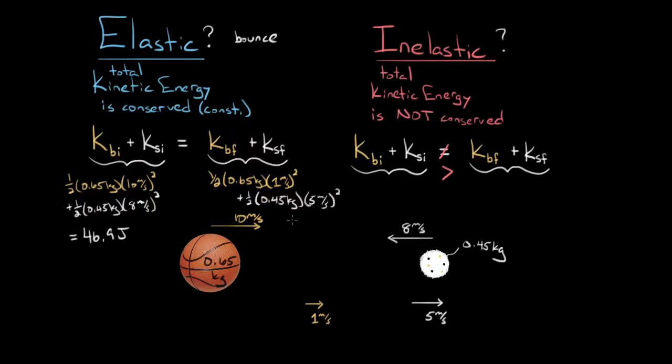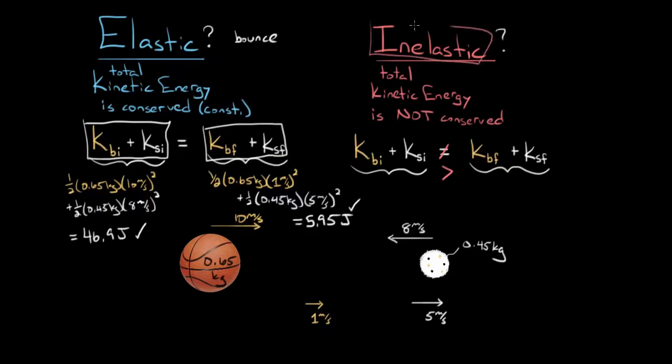And if I add all that up, I get that this equals 5.95 joules of total final kinetic energy. So is this collision elastic? No way, it's not even close. This initial total kinetic energy was 46.9 joules. This final total kinetic energy was 5.95 joules. The kinetic energy here was not conserved, and because it was not conserved, we would consider this an inelastic collision.